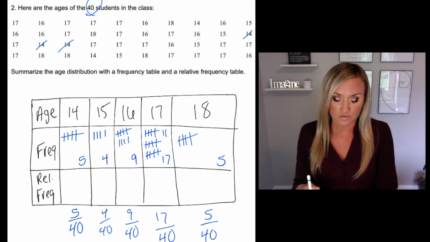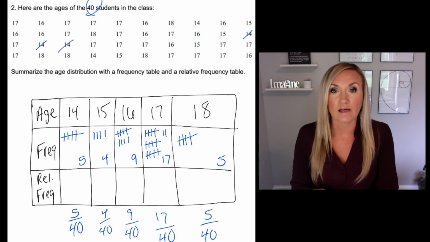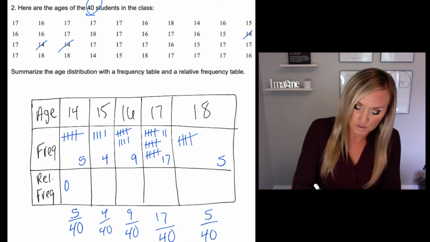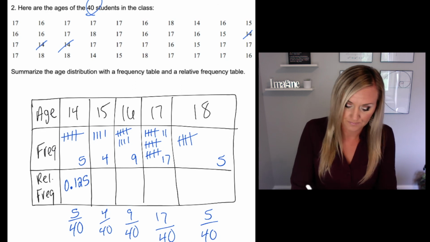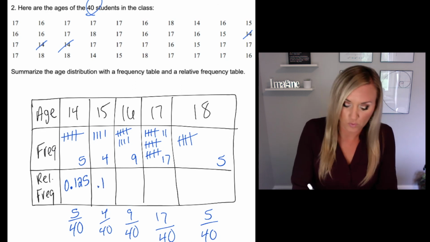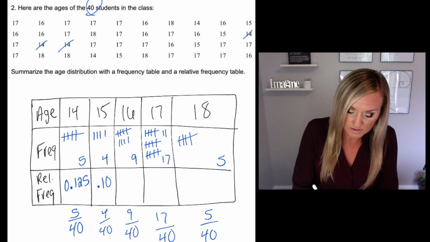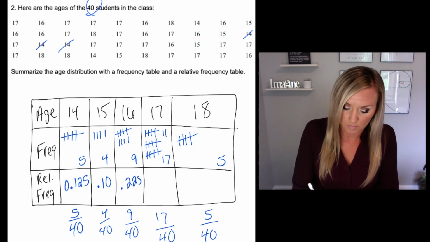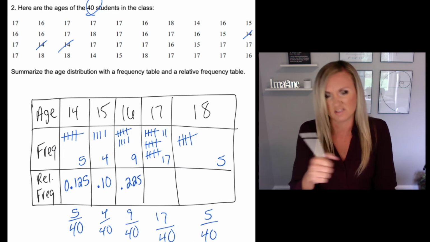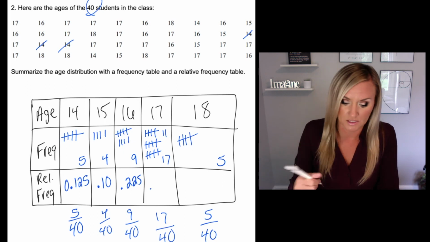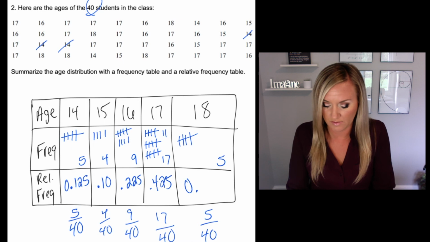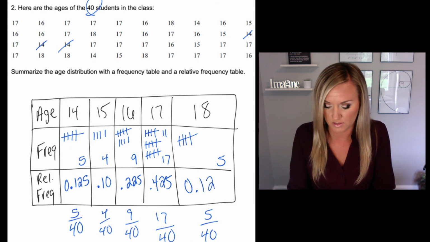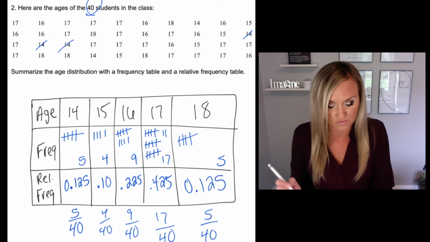You're going to see relative frequency a lot of times written as the decimal, so this would be 0.125, and then 4 divided by 40 is 10%, or 0.10. Then 0.225. It doesn't matter if you put the 0 in front like I did on the first one or not. Then 0.425, and the last one, 5 out of 40, is 0.125.